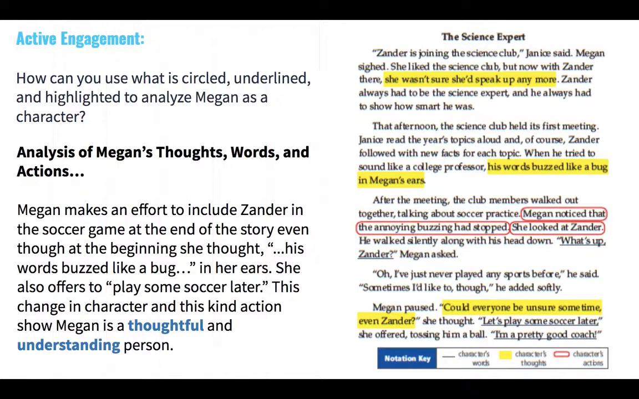When I analyzed her thoughts, words, and actions, I was able to write a paragraph or an interpretation about Megan as a character. Megan makes an effort to include Xander in the soccer game at the end of the story, even though at the beginning she thought his words buzzed like a bug in her ears. She also offers to play some soccer later. This change in character and this kind action show Megan is a thoughtful and understanding person. So by analyzing the things that Megan said, thought, and did, I determined that she is a thoughtful and understanding person. Those are her character traits.